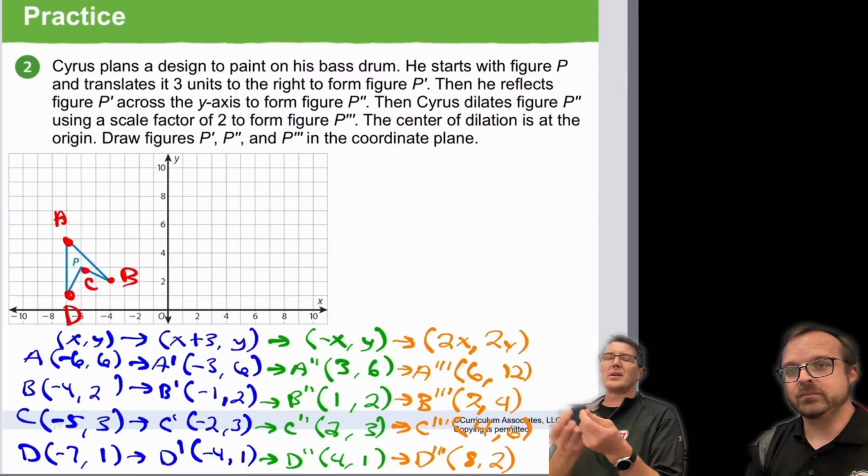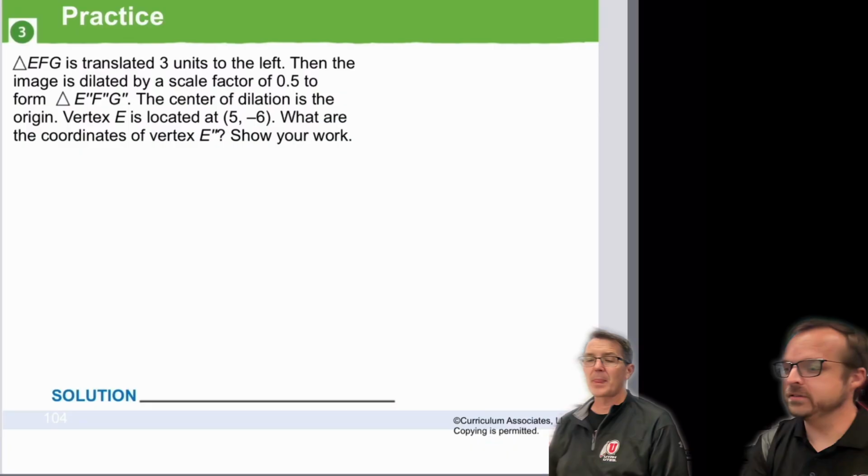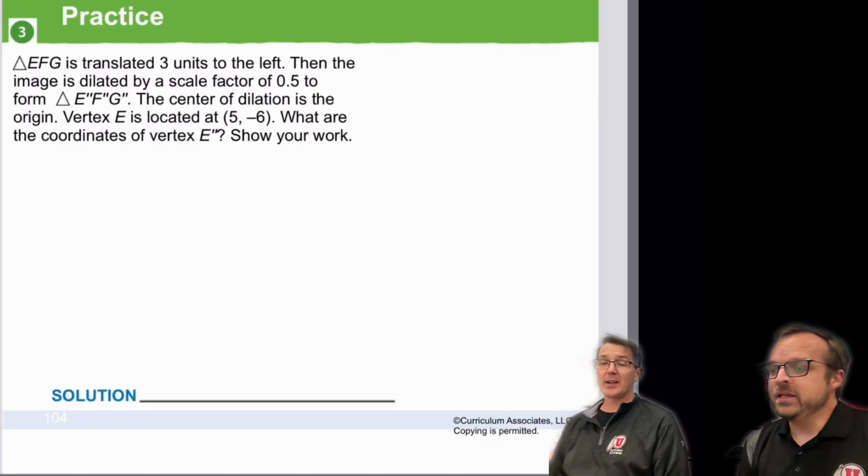Knowing the rule and knowing the ordered pair makes life a lot easier. Next. All right, this one's not too bad. In fact, we only have one point to do this to now. This is page 104, by the way.